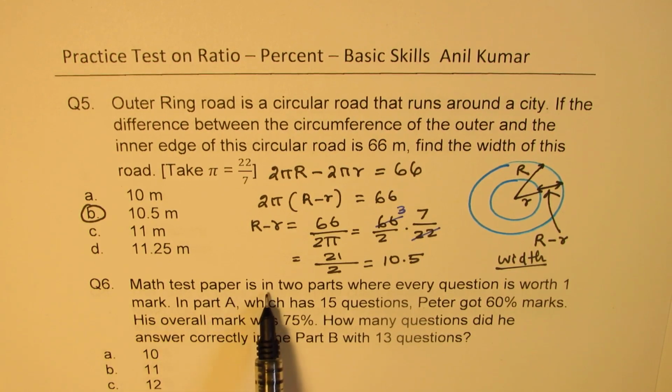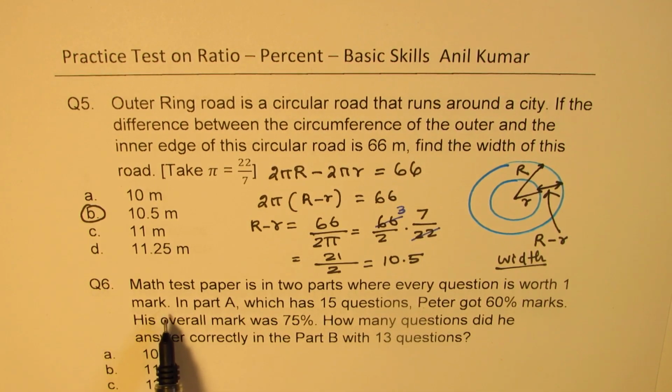Question number 6. Math test paper is in 2 parts where every question is worth 1 mark. In part A, which is 15 questions, Peter got 60% marks. His overall mark was 75%. How many questions did he answer correctly in part B with 13 questions?